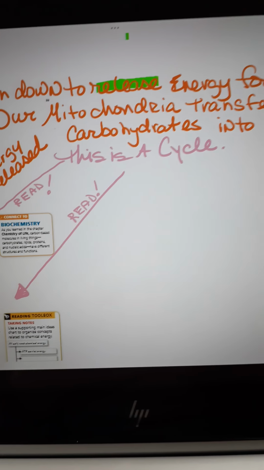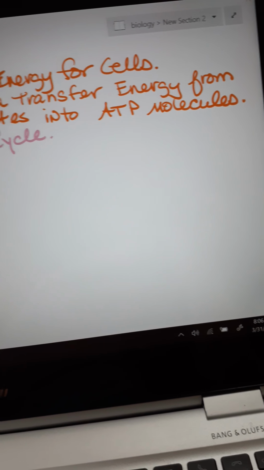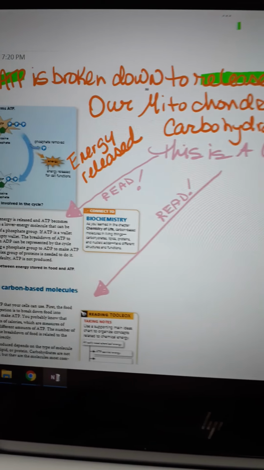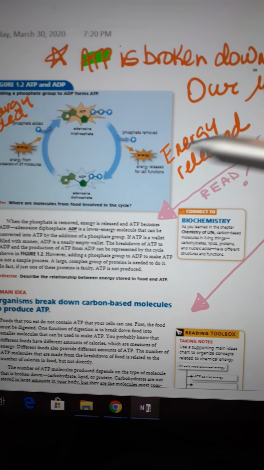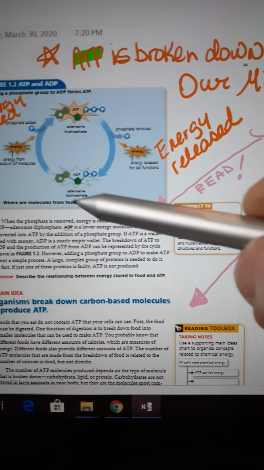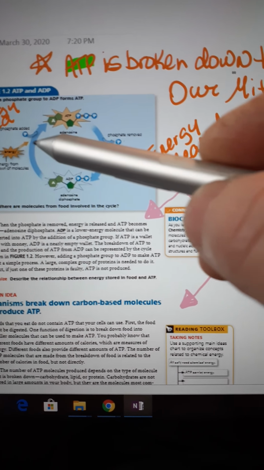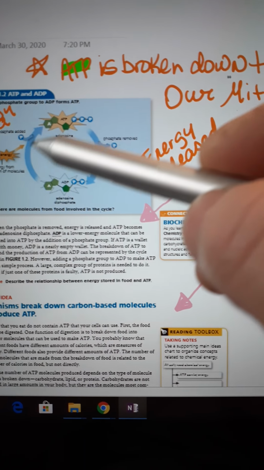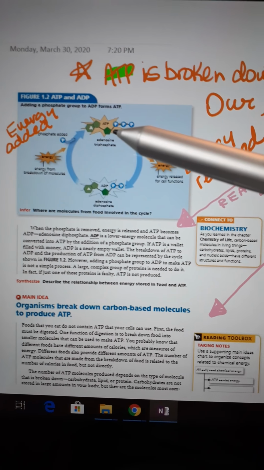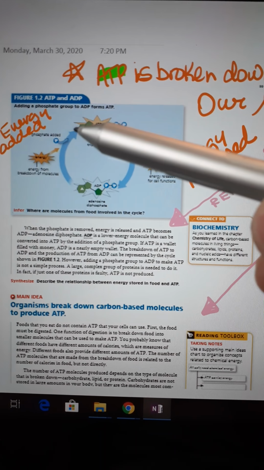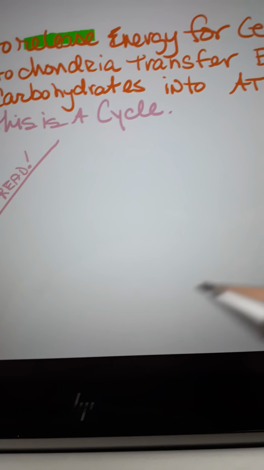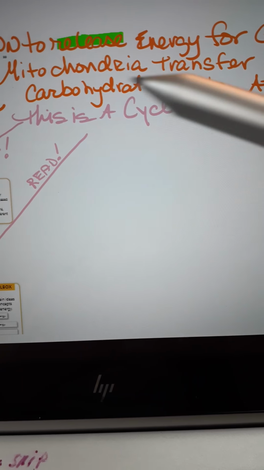Now, ATP is broken down to release energy for cells. Our mitochondria transfer energy from carbohydrates into ATP molecules. The energy gets released as the ATP is broken down. Then more energy has to be put in to form that bond between that 3rd and 2nd phosphate to build it back up to ATP. Releasing energy, adding energy. Please read these 2 over. This is a cycle.